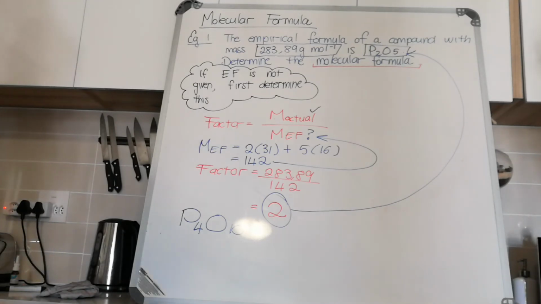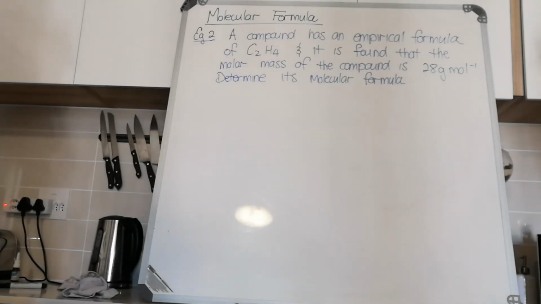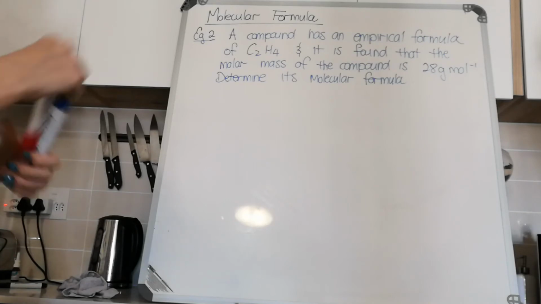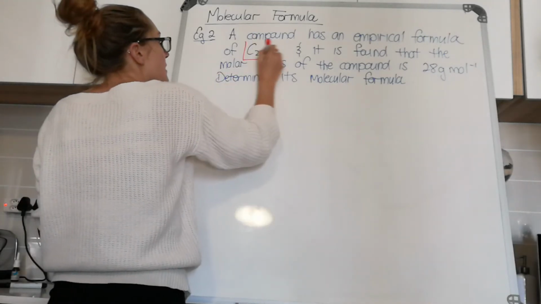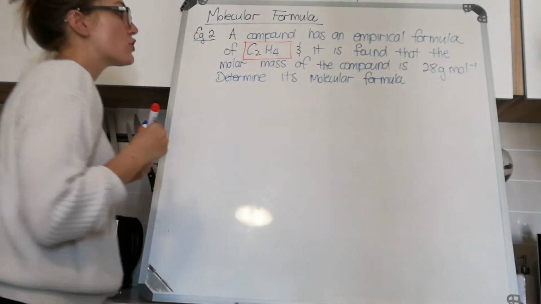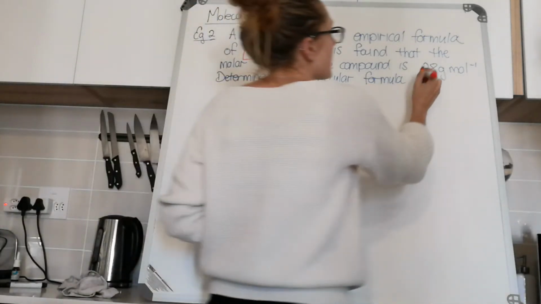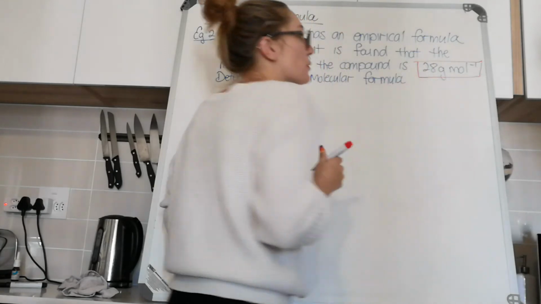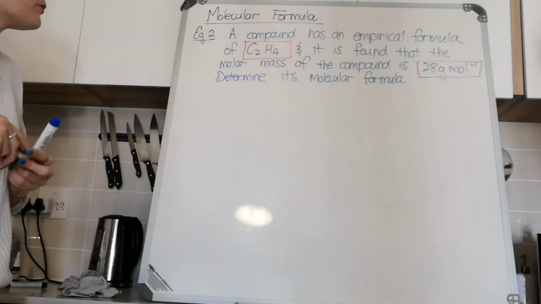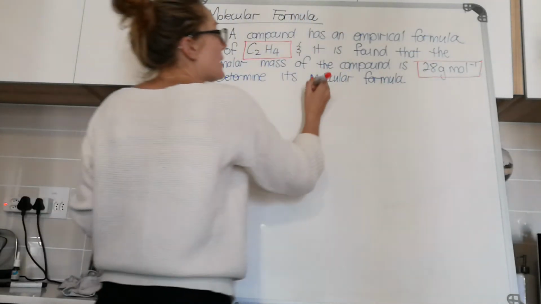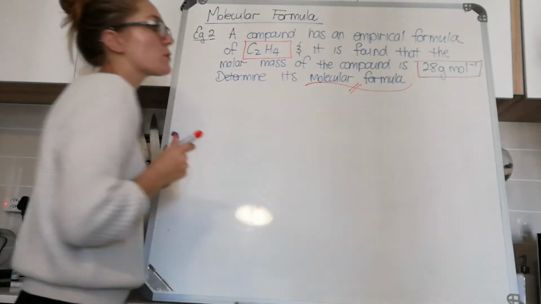I'm now going to do the second example with you. Okay, so here's example 2. We've got a compound with an empirical formula of C2H4. So that's important: the empirical formula is C2H4. And it is found that the molar mass of the compound is 28 grams per mole. So there's also our other piece of important information. And we need to determine the molecular formula. That is what we're looking for.